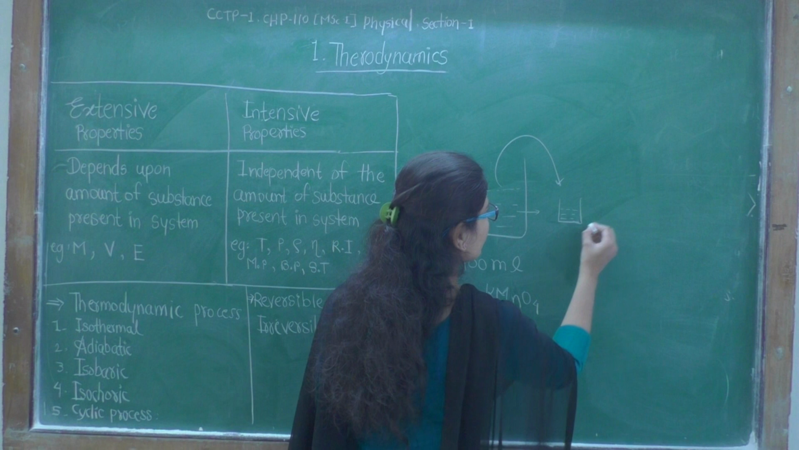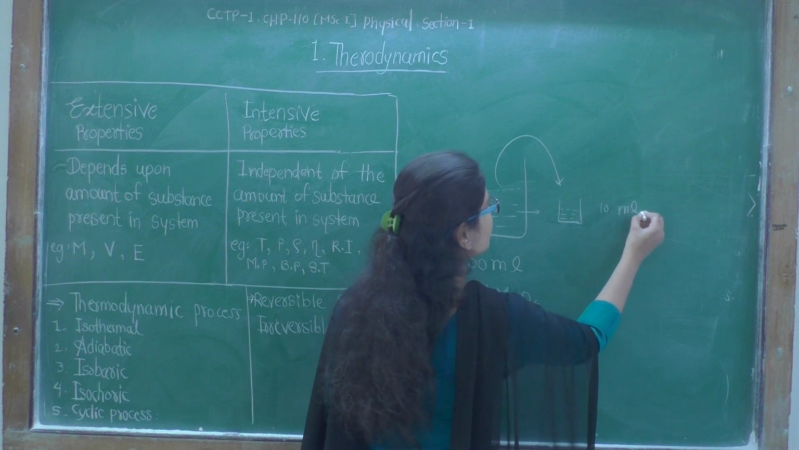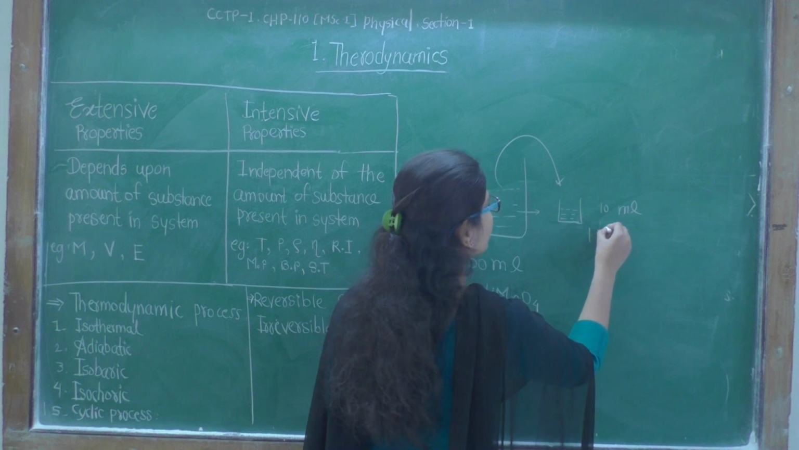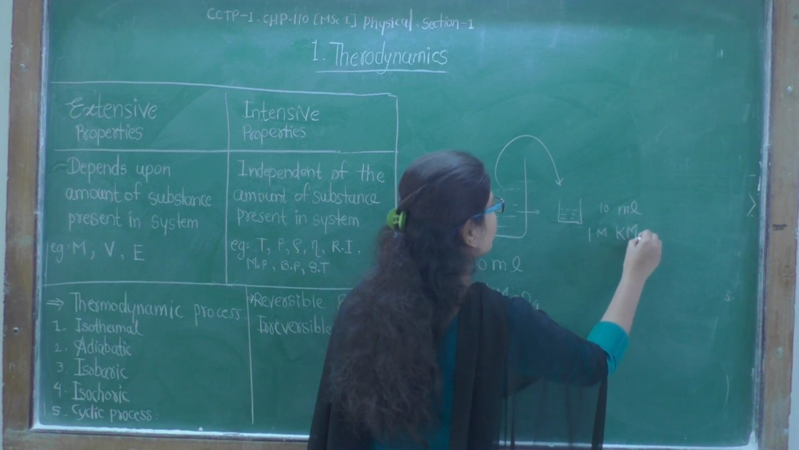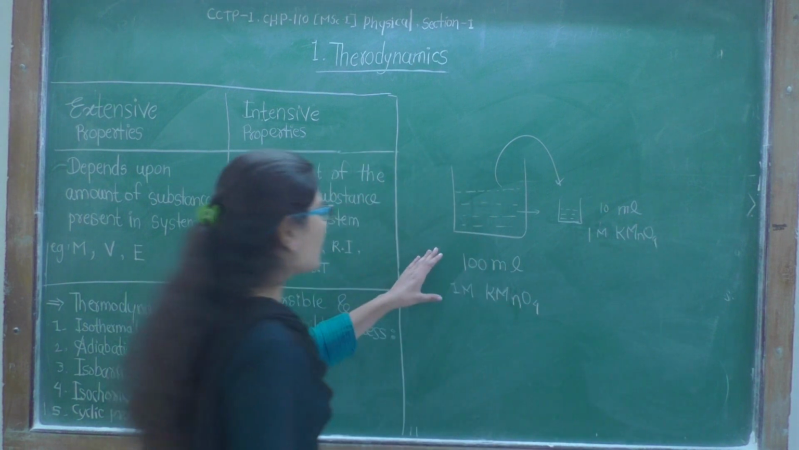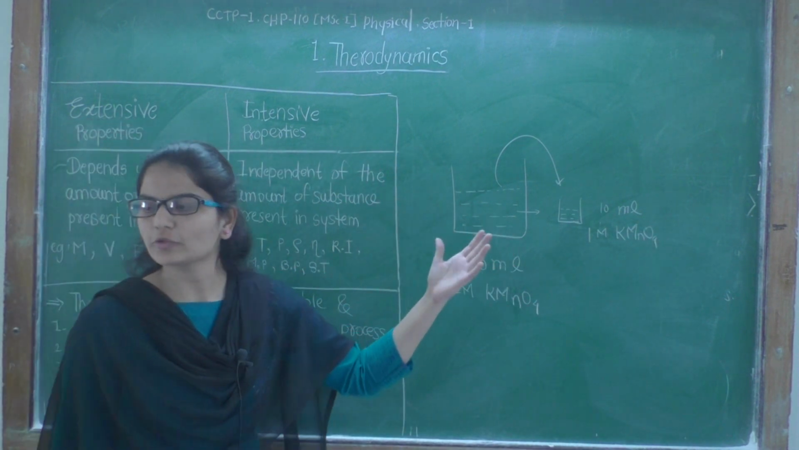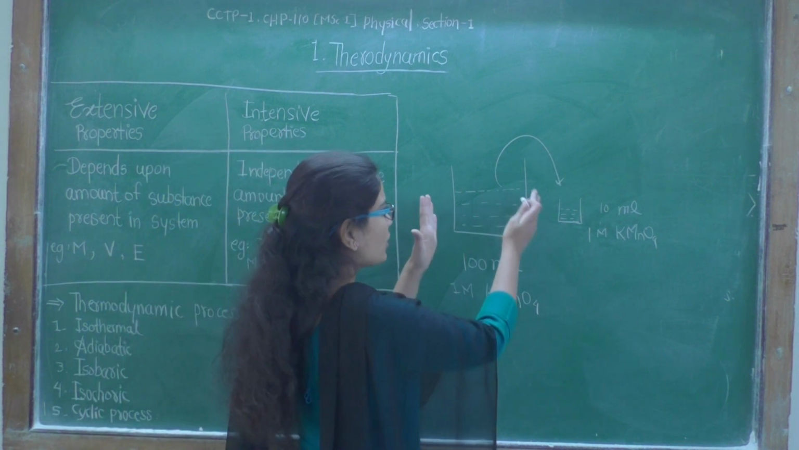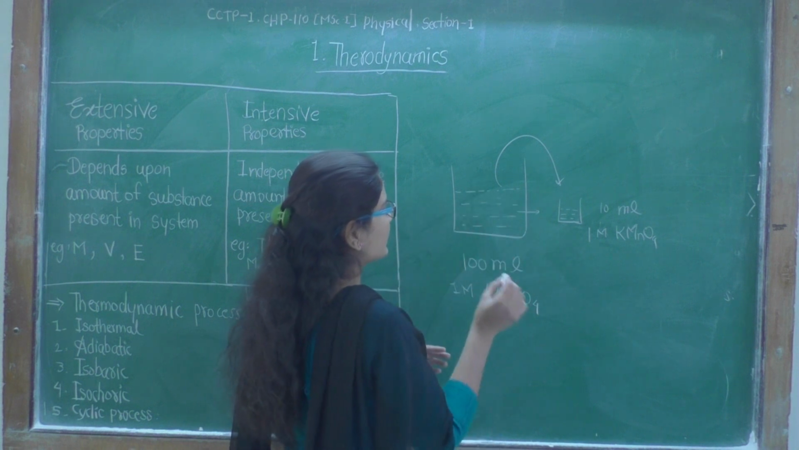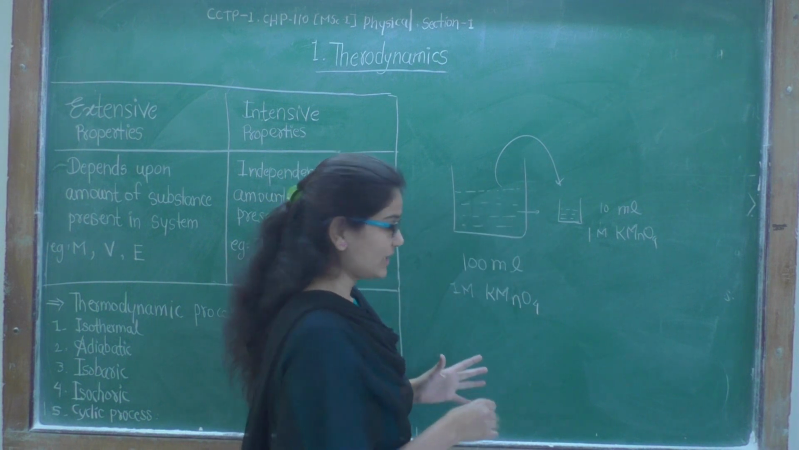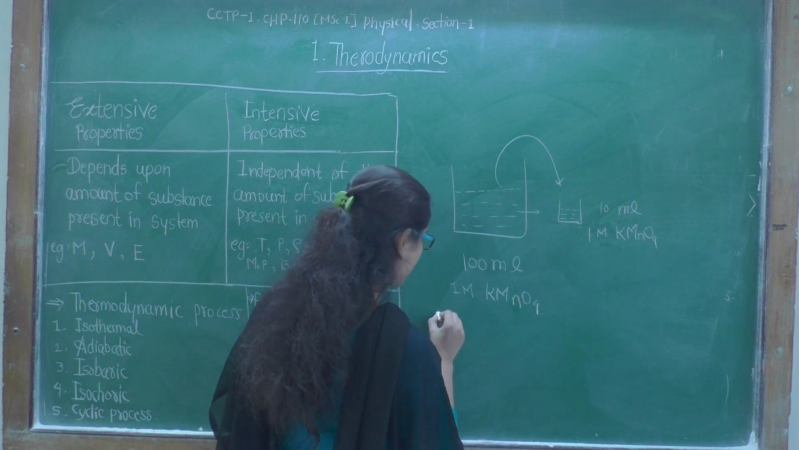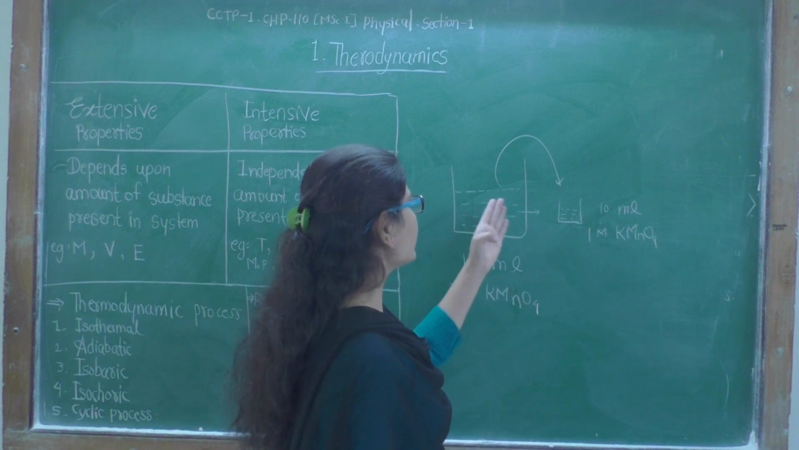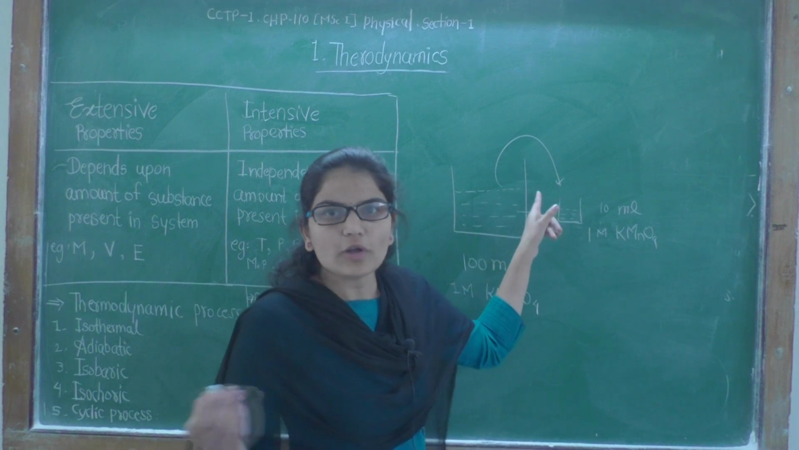this is 10 ml of the same solution, 1 molar KMnO4. Now we will study the macroscopic properties of this solution. How? First, take the pressure of this KMnO4 solution at this particular point. The pressure will be, let's say, P1. And the 10 ml solution out of this beaker also has pressure P1.